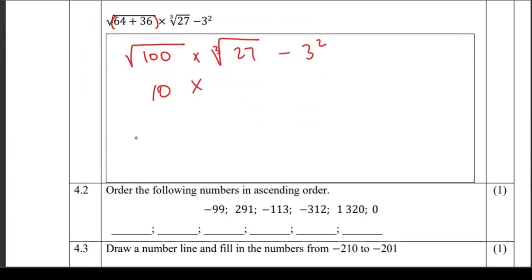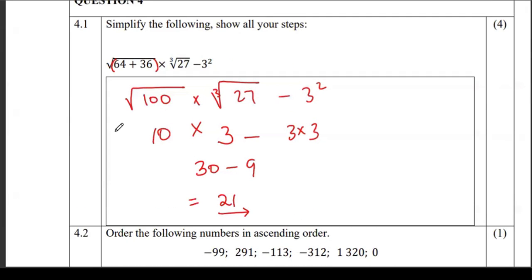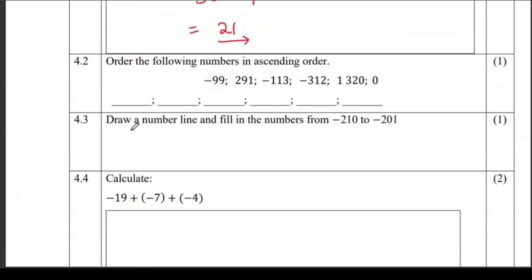The cube root of 27 is a 3. 3 squared is the same as 3 times 3. What is 10 times 3? It's a 30. 3 times 3 is a 9. So 30 minus 9, we get 21. That becomes our answer.